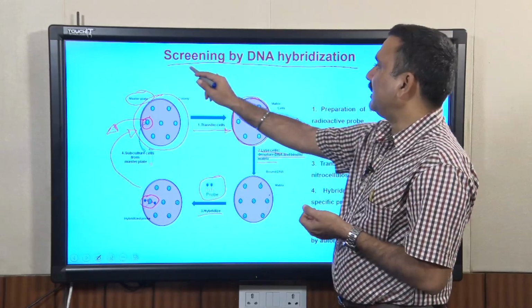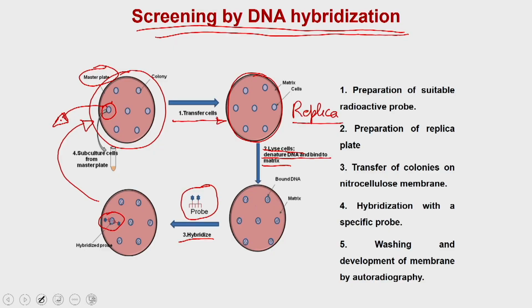So, this screening by DNA hybridization is a multi-step process. First, you have to prepare a suitable radioactive probe, which is actually this one. Then you have to prepare the replica plate, which we have already discussed: from the master plate you will prepare a replica plate. Then you will transfer the colonies onto the nitrocellulose membrane.